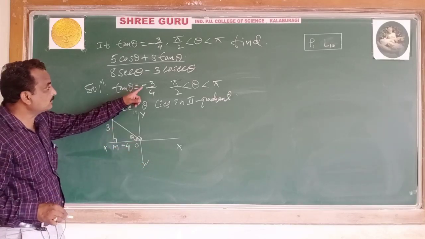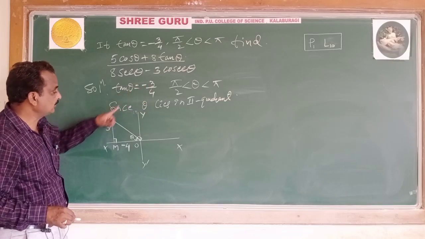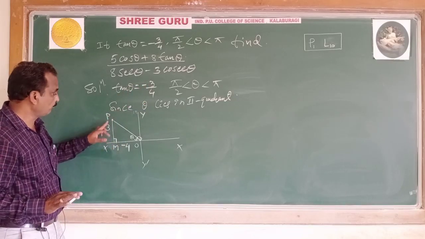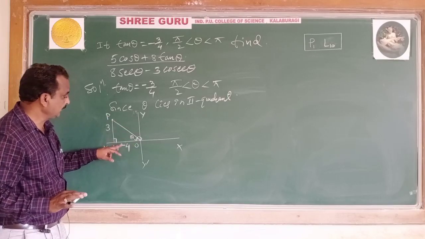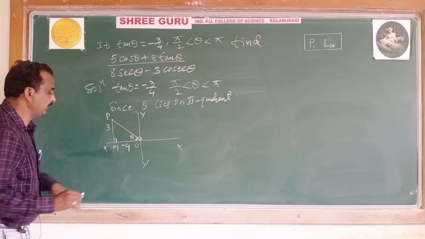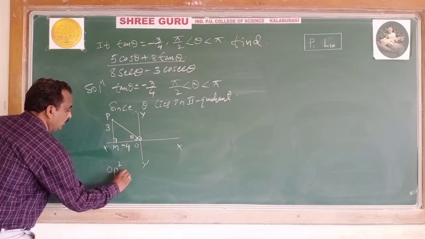Therefore, the value is minus 3 by 4. You should take the sign either for 3 or 4. 3 is not possible since it is the positive y-axis, so this is the negative one. So you should take the negative sign here. Now the hypotenuse remains, which you have to calculate by using the Pythagoras theorem.